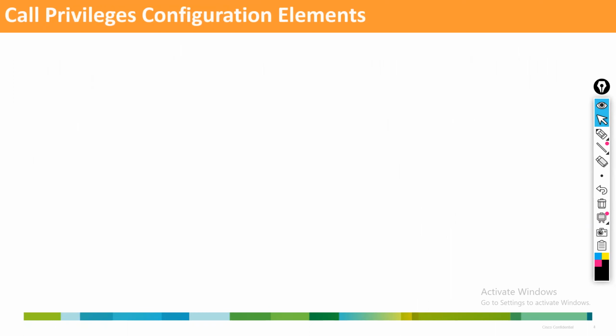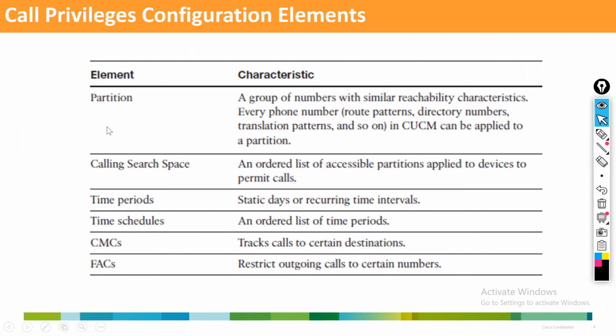Okay, calling privileges configuration elements. We have partition and CSS. These are the main two elements, partition and CSS. Then time periods and time schedule. These are part of the time of day routing. If you want to implement time of day routing, along with the partition and CSS, you also require time period and time schedule. The next elements are CMC and FAC, client matter code and forced authorization code.